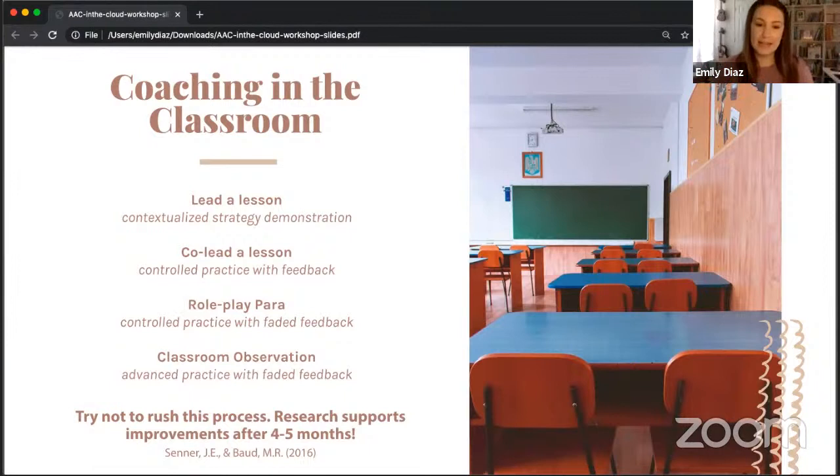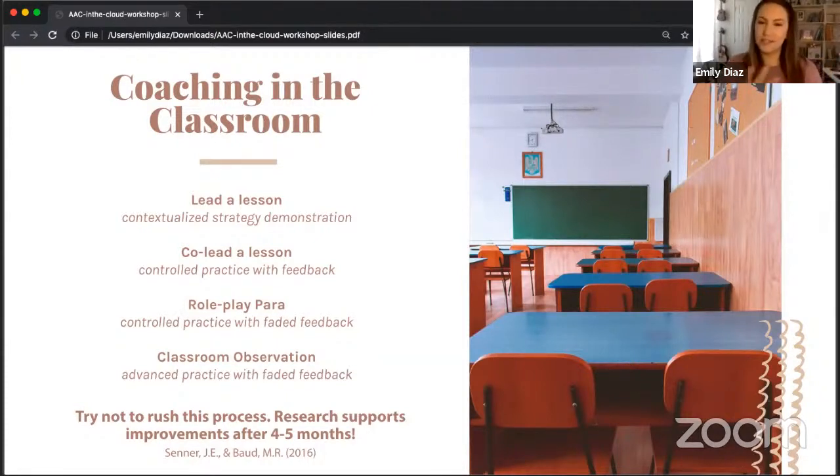And then lastly, classroom observation in their research is called advanced practice with faded feedback. And so truly when I'm doing a classroom observation, I'm in the classroom and I'm standing or sitting in the back or at the teacher's desk. Like I am not in the physical activity. I might give them feedback later, but I'm kind of watching how all the moving pieces are coming together for the magic to happen. I've unlocked the potential of the classroom staff by this point when I'm doing classroom observations.